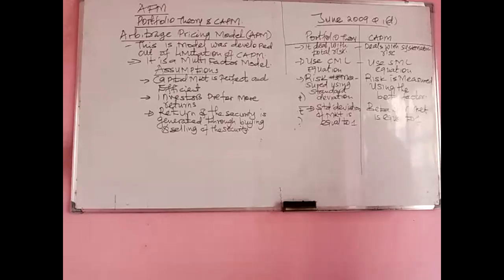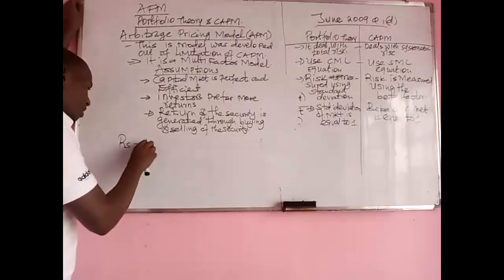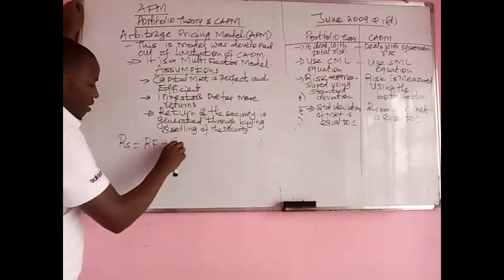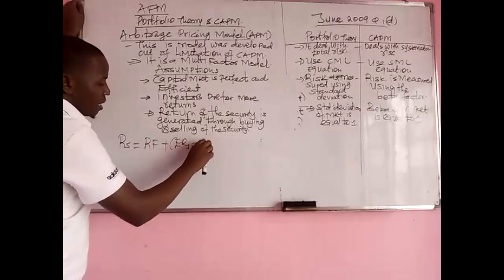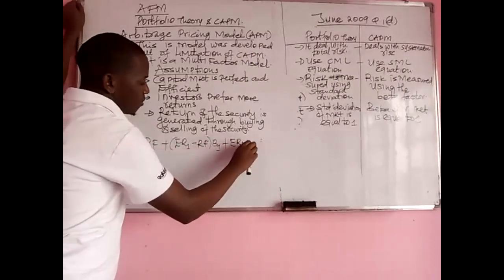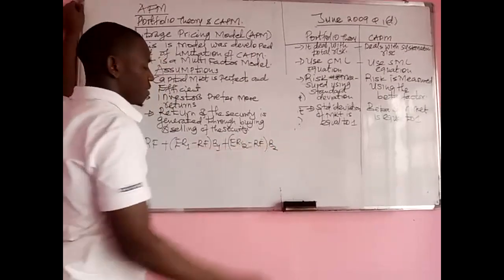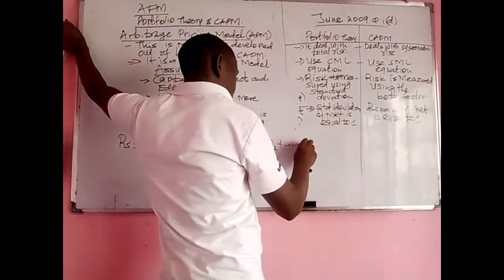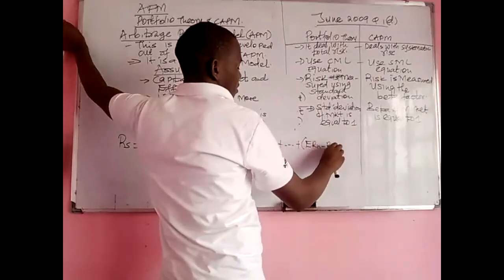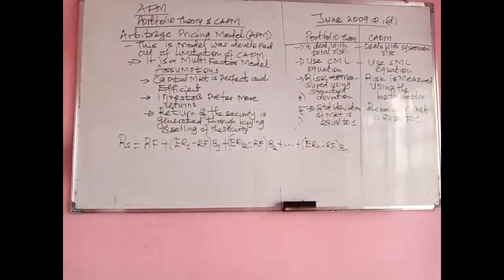Arbitrage pricing model. In this case, the return of the security will be given by the risk-free rate plus the expected return of factor one minus the risk-free rate multiplied by beta of factor one, plus the expected return of factor two minus the risk-free rate multiplied by beta of factor two, up to the expected return of factor n minus the risk-free rate multiplied by beta of factor n.